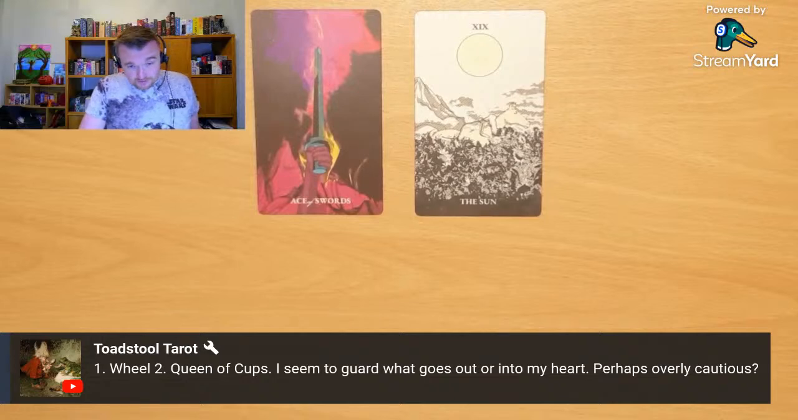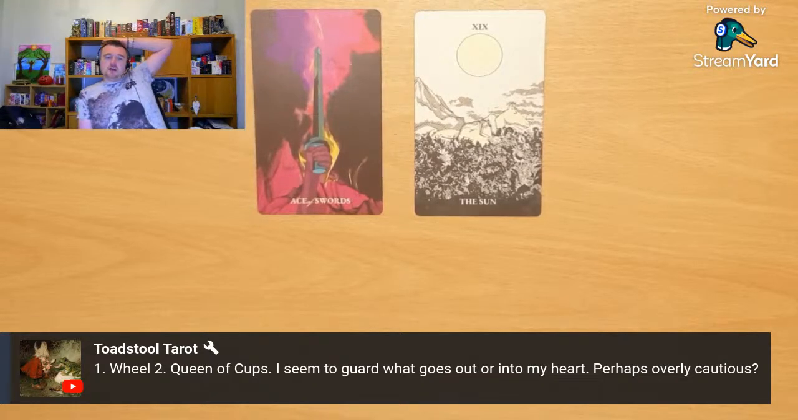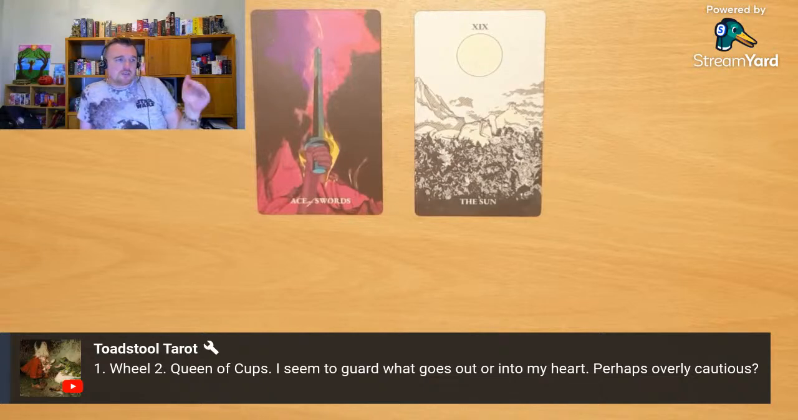Robin, the Queen of Cups: I seem to guard what goes out or into my heart, perhaps overly cautious. Right, okay, that's interesting. What deck are you using, Robin? I know that the Queen does sometimes have that covered cup, and so I can see where you're coming from in terms of being guarded.